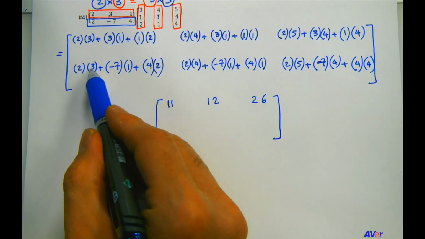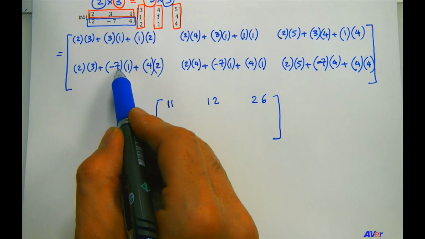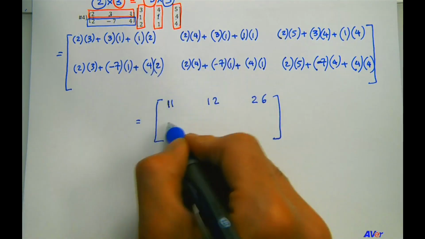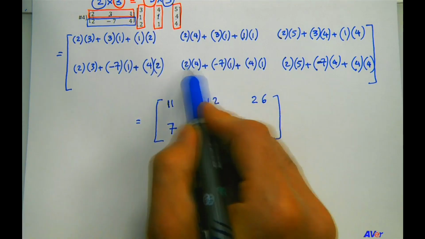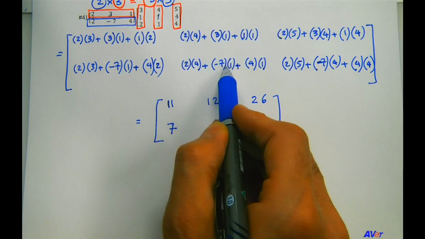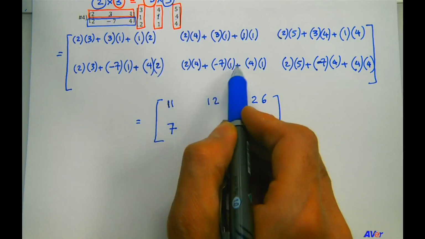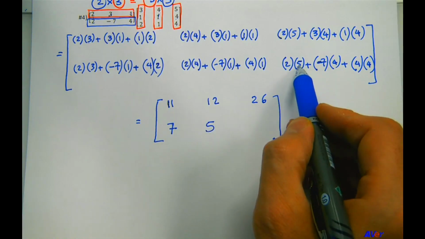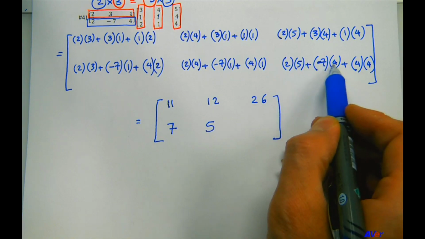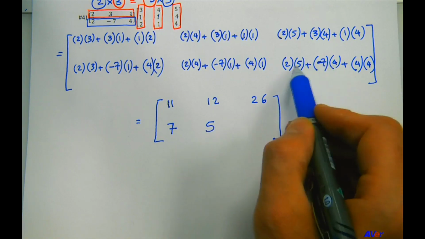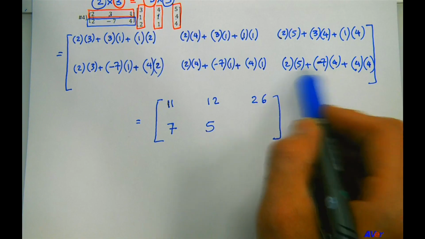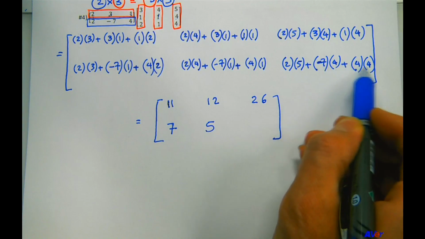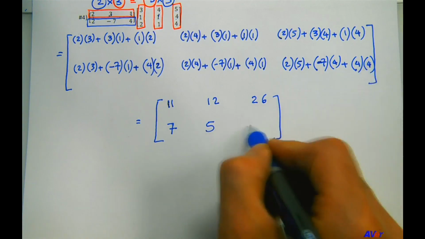2 times 3, 6. Minus 7, that's minus 1. Plus 8, minus 1 plus 8, it's positive 7. 2 times 4, 8. Minus 7, 8 minus 7 is 1. 1 plus 4 times 1, 5. 2 times 5, 10. Minus 7 times 4, that's minus 28, plus 10. Minus 28 plus 10 is minus 18, plus positive 16, minus 2, and we're done.